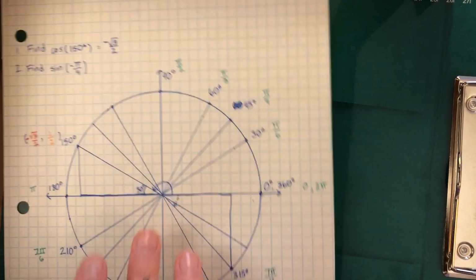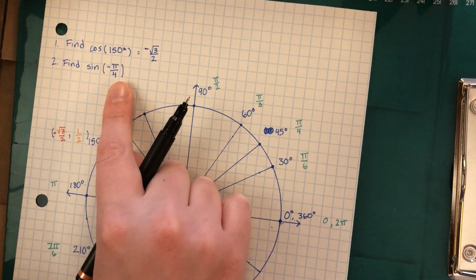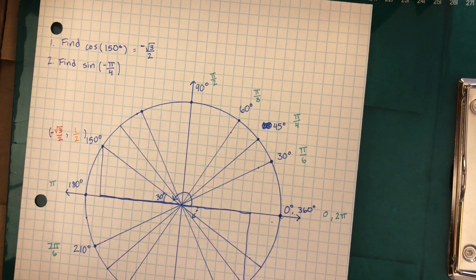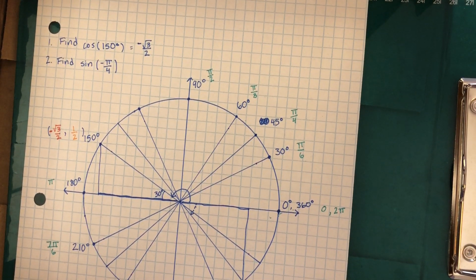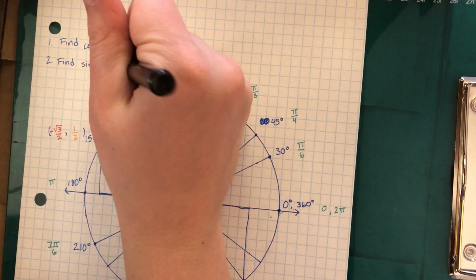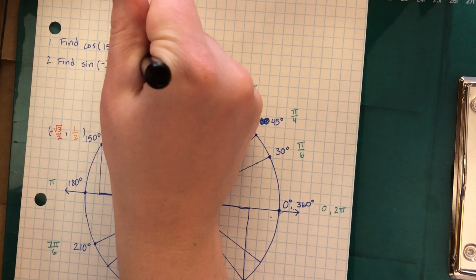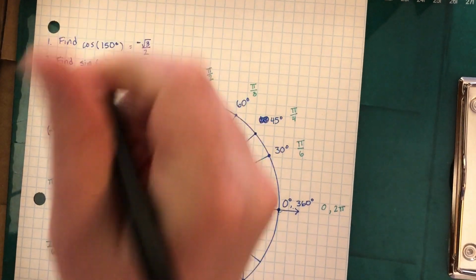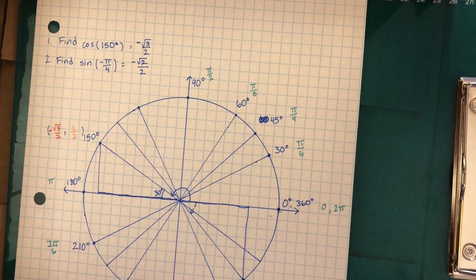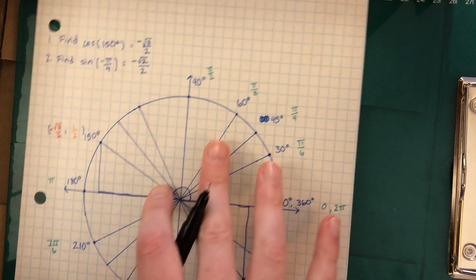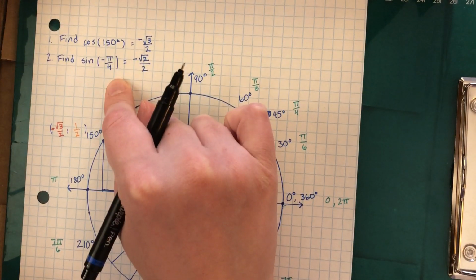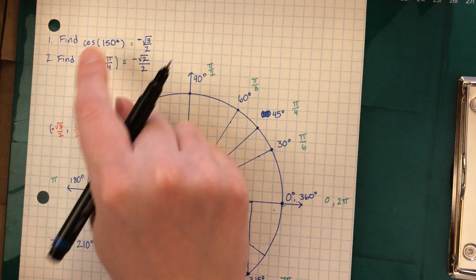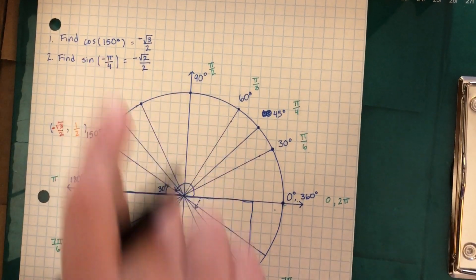So the sine of negative pi over 4, I went to that angle on the unit circle, and then the sine is asking for the y coordinate. So this is going to be equal to negative square root 2 over 2. Okay. These are the same answers that you would get by typing these things into a calculator, in degree mode for this one, and in radian mode for this one.